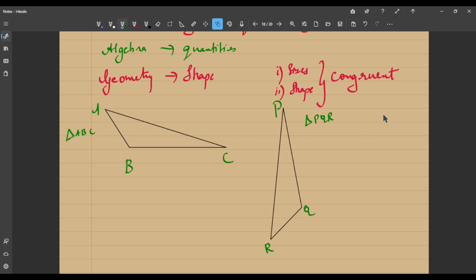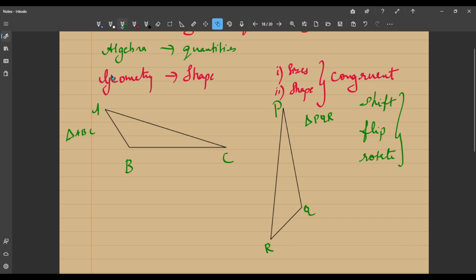When you either shift it, or you flip the triangle, or you rotate it so as to put it on top of the other. You are allowed to do these three things: shifting, flipping and rotating. So they are exactly the same, which means that the corresponding angles and the corresponding sides are the same. Only then you say that the two triangles are congruent.